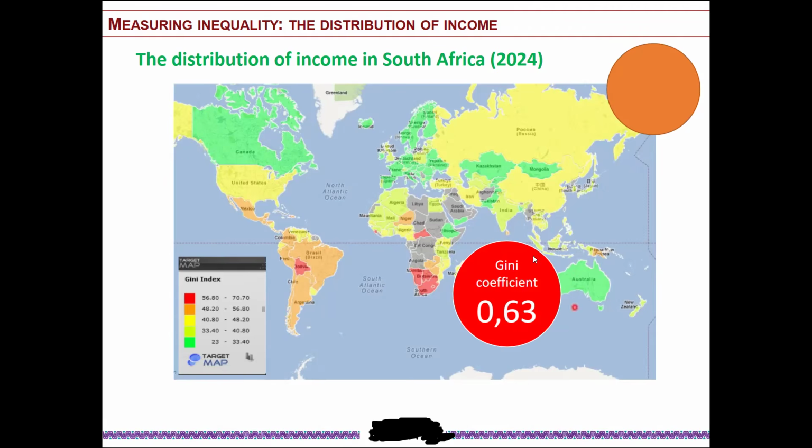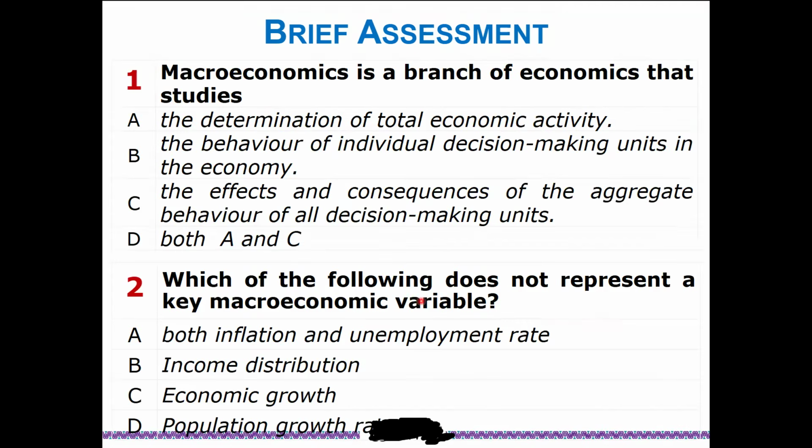Remember, I said that your answer will vary between 0 to 1, right? So if it's 0.6 and above, it means there's a high degree of inequality in the distribution of income. But if it's 0.4 going down, it means there's a low degree of inequality in the distribution of income. So let's do these questions quickly.